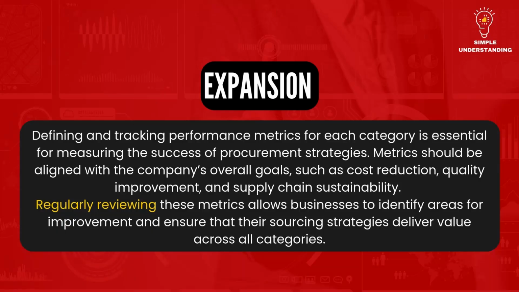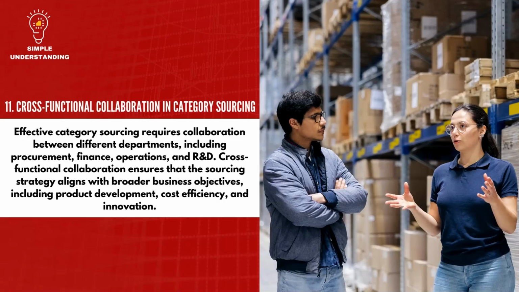Expansion. Defining and tracking performance metrics for each category is essential for measuring the success of procurement strategies. Metrics should be aligned with the company's overall goals, such as cost reduction, quality improvement, and supply chain sustainability. Regularly reviewing these metrics allows businesses to identify areas for improvement and ensure that their sourcing strategies deliver value across all categories. 11. Cross-functional collaboration in category sourcing.